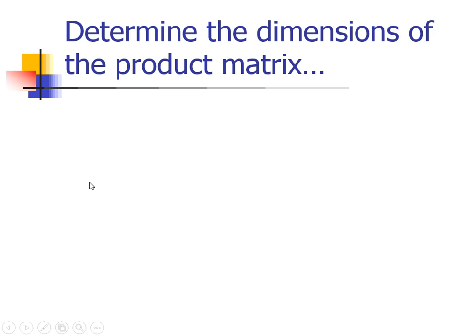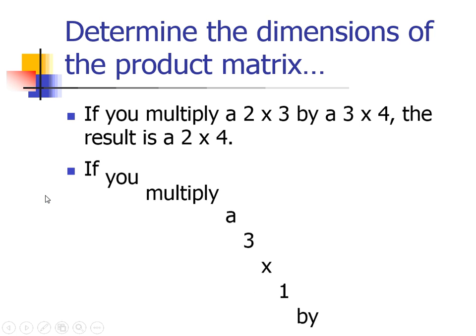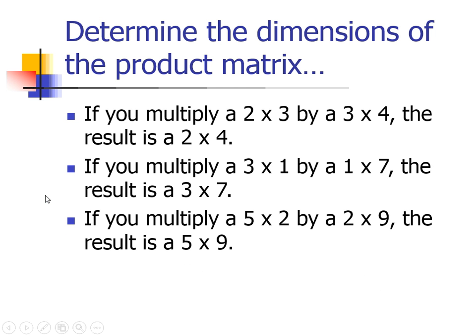All right, so in order to determine the dimensions of a product matrix, I'm going to give you some examples and see if you recognize what the pattern is. So if I multiply a 2 by 3 by a 3 by 4, I will get a 2 by 4. If I multiply a 3 by 1 by a 1 by 7, I will get a 3 by 7. If I multiply a 5 by 2 by a 2 by 9, then the result will be a 5 by 9. And take a minute if you need to see the pattern.